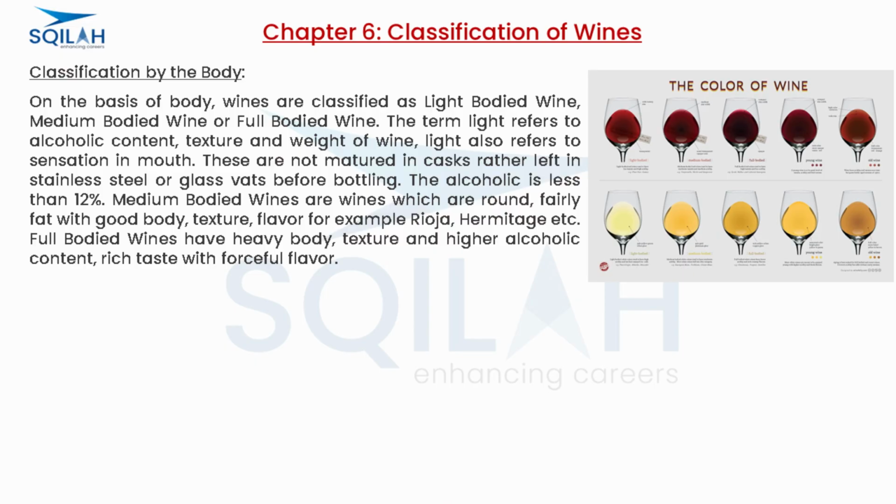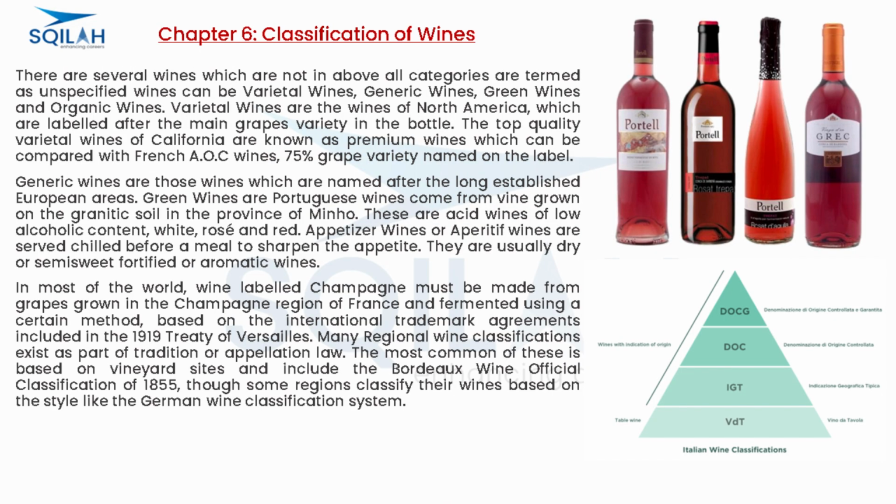Medium-bodied wines are wines which are round, fairly fat with good body, texture, flavor, for example Rioja, Hermitage, etc. Full-bodied wines have heavy body, texture, and higher alcoholic content, rich taste with forceful flavor. There are several wines which are not in any of the above categories, termed as unspecified wines, which can be varietal wines, generic wines, green wines, and organic wines.